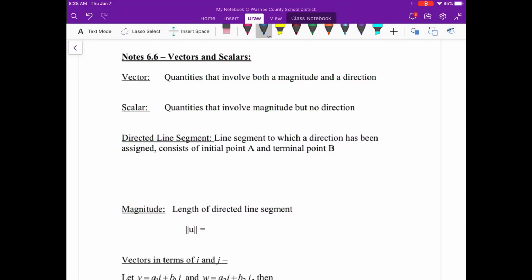In this video, we're going to talk about vectors and scalars. So note 6.6, it's the last section before we start reviewing for your unit test. So to start off, some vocabulary words here.